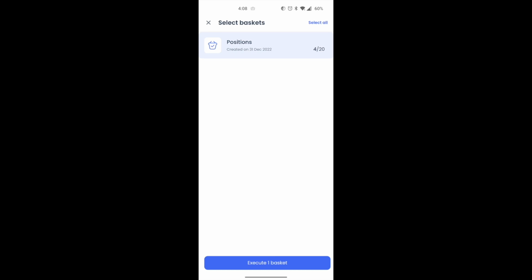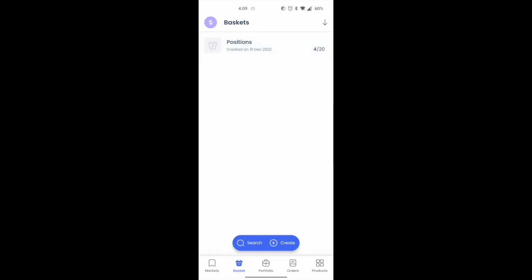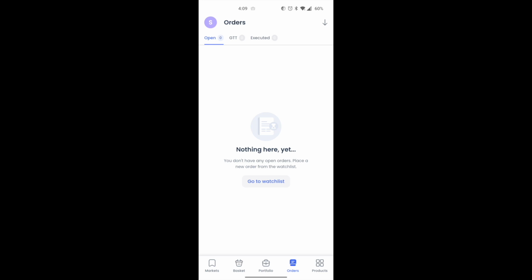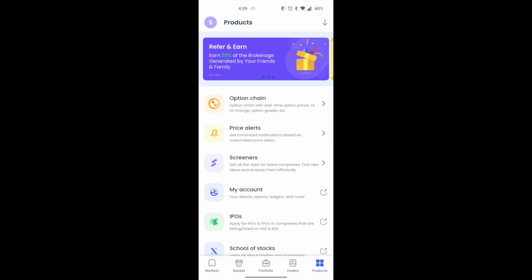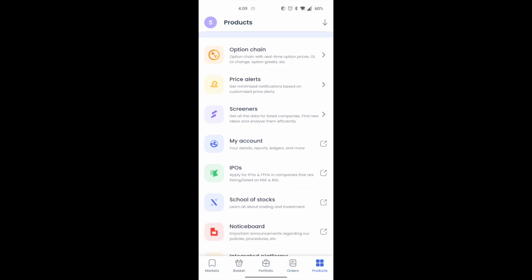So by selecting all of this, you can execute each basket how you have added. You can add delivery baskets as well as positional baskets in options as well, futures, however you want to add into your baskets. In portfolio, you will be able to see what your positions are, and you can create accordingly. And in orders, you can see open orders, GTT orders, and executed orders. Finally, if you get into products, you can see all these features.